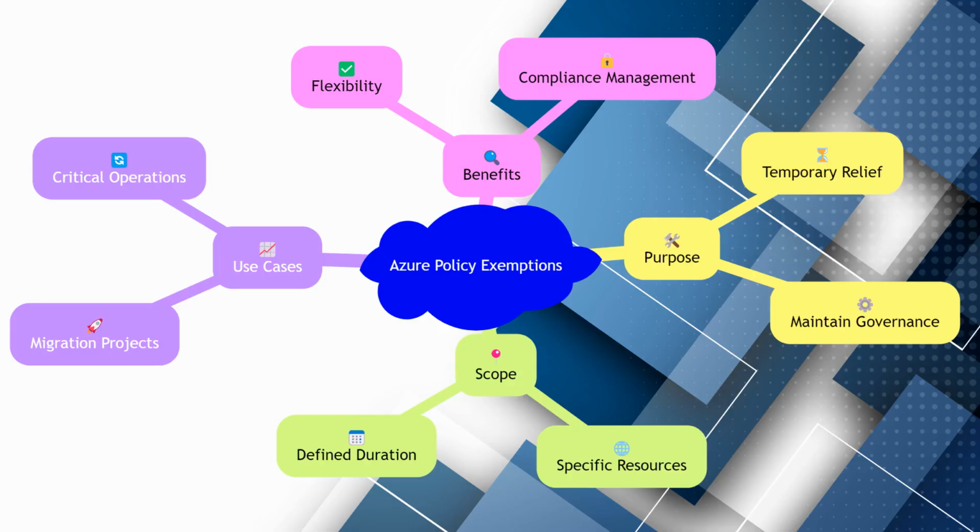There might be scenarios where certain resources need to be exempt from specific policies. Azure Policy allows you to create exemptions, specifying the scope and duration for which the exemption is valid. For example, during a migration project, you might exempt certain resources from compliance checks temporarily. This flexibility ensures that you can maintain governance without hindering critical operations.